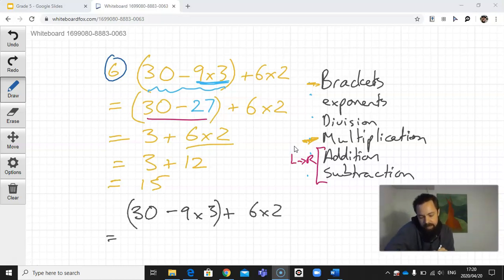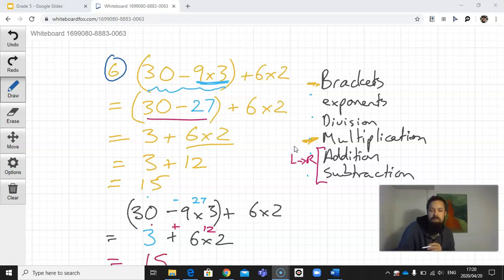So in my head, if this was a problem I was doing, I would say, well, 9 times 3 is 27. 30 minus 27 is 3. That I would do in one step. And then I would go, well, the answer to this is 12. 3 plus 12 is 15. So I would save myself a couple of steps by doing some of the things in my head.